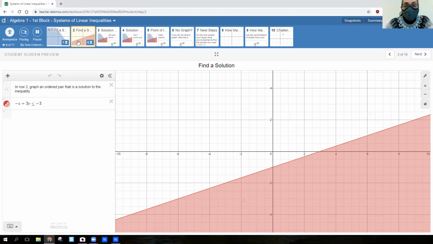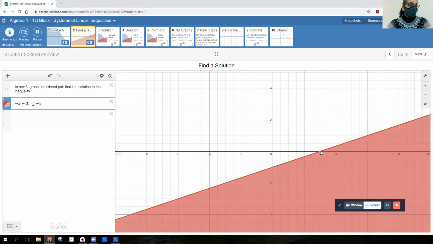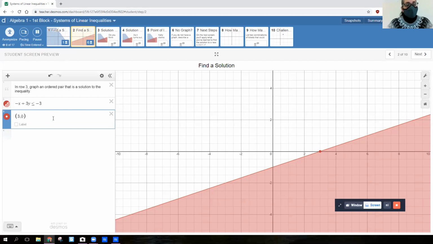So you have to have really good eyes when you're looking at all these graphs. So your solution has to be in the shaded region, but for this one, it could actually be on the line. So let's see, this point right here, 3, 0. That's a solution. That is A-okay. Go ahead and type some points on your slide that would also be solutions to this. I'll put a couple more on mine too.